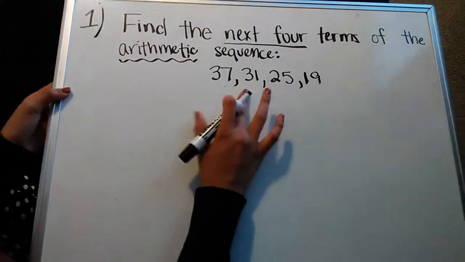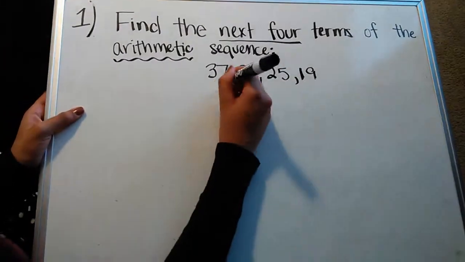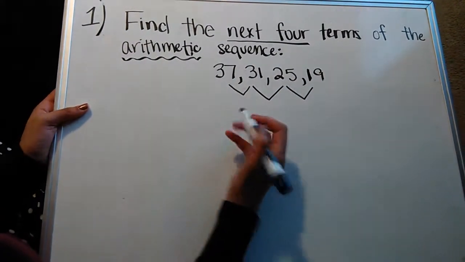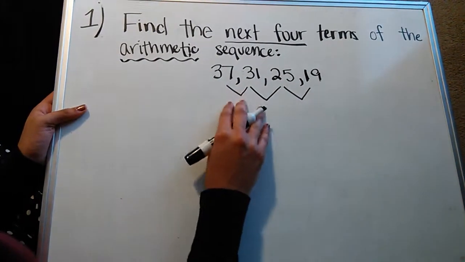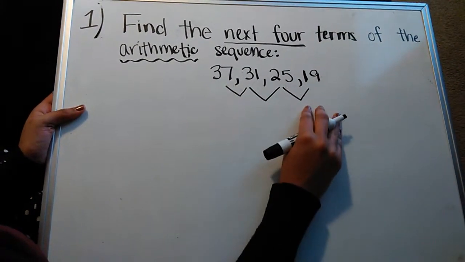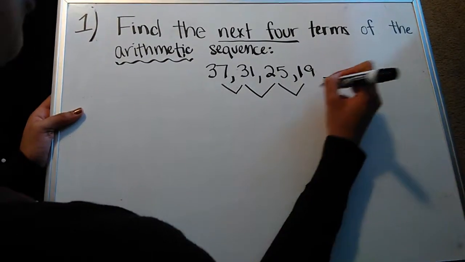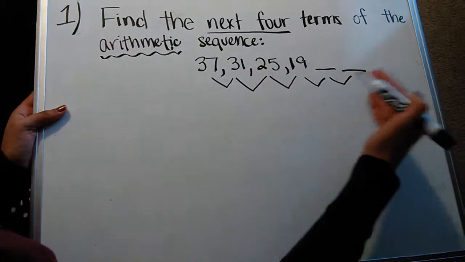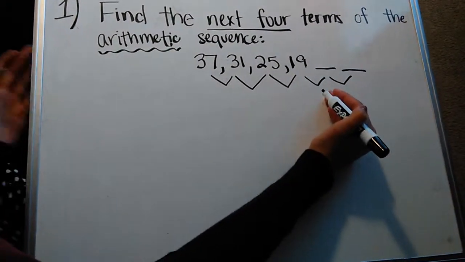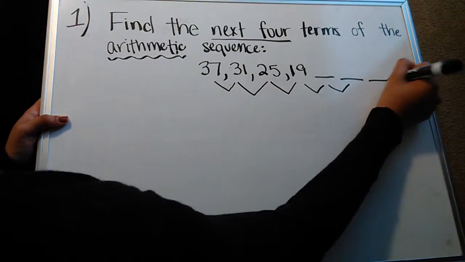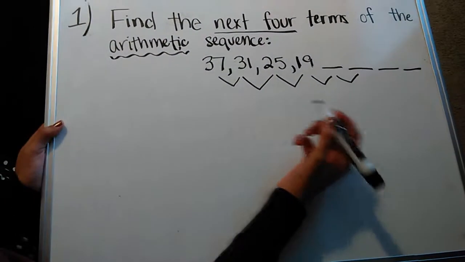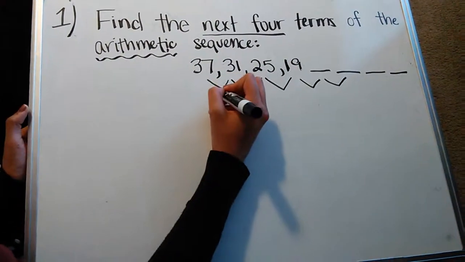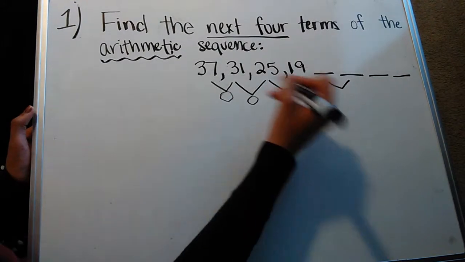So the first thing we do in order to solve this problem is to find out what helps us go from one term to the next. So how do we get from 37 to 31, from 31 to 25, 25 to 19, and so on? Using that information, we can find how to go from 19 to the next term, that term to the next, all the way to 4 terms. First of all, we have to figure out what that value is going from one term to the next.